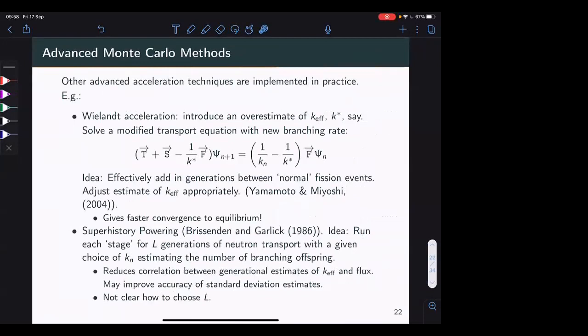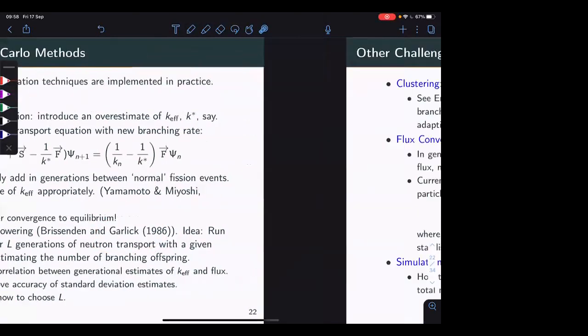There are other things that go on. I'm running out of time, so I'll skip over this, but the slides should be online. There are lots of other tricks people use. There's something called Wielandt acceleration, where you have extra generations, which gives faster convergence to k-effective. Superhistory powering, where we have more branching events in each generation. I think this is common, and MONK is one of the big examples of this.